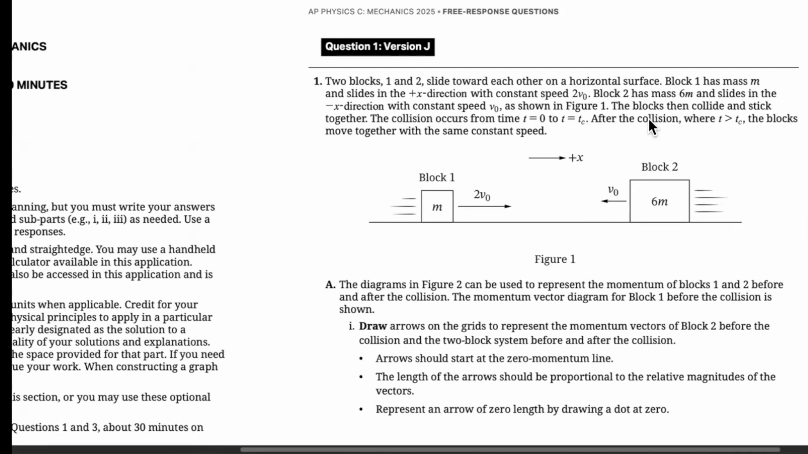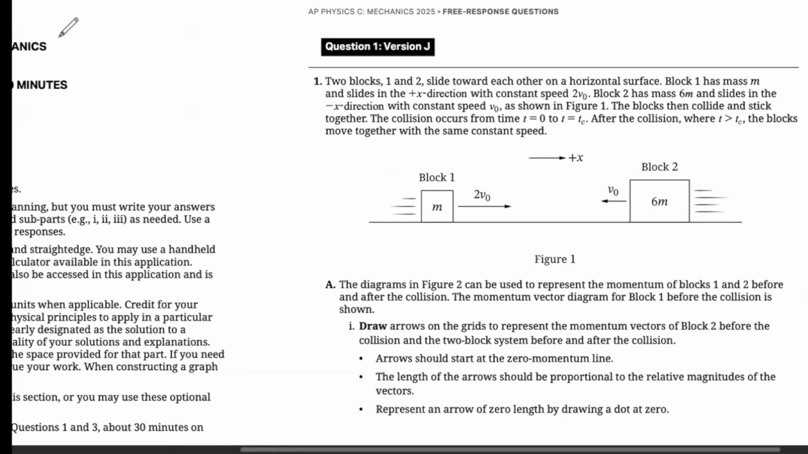So in this first question, you've got two blocks and they slide towards each other. You've got some speeds, 2v0 and a speed of v0. One of them is 6 times as massive as the other. This is definitely going to be a momentum question. Part 1 says that you have to draw the momentum vectors before and after the collision and relative magnitudes and all of that good stuff. So let's go ahead and take a look.